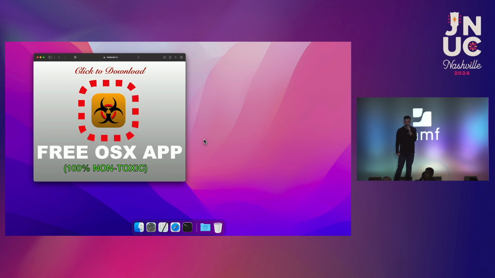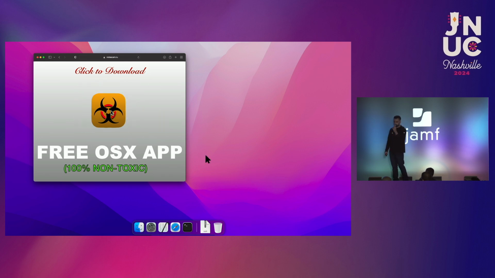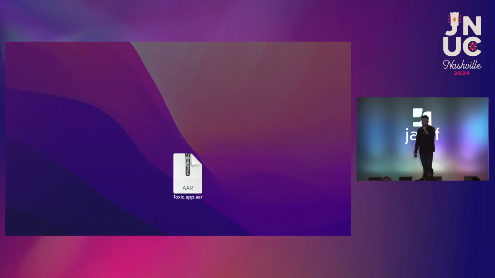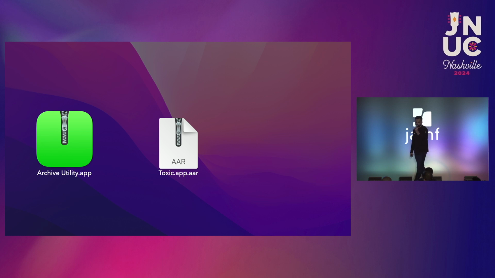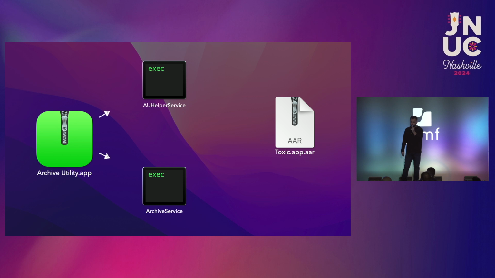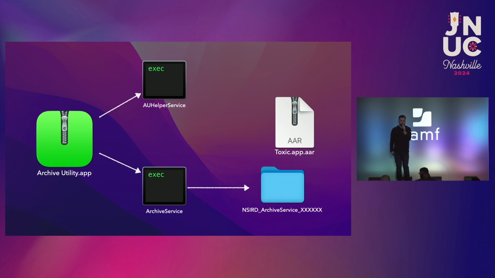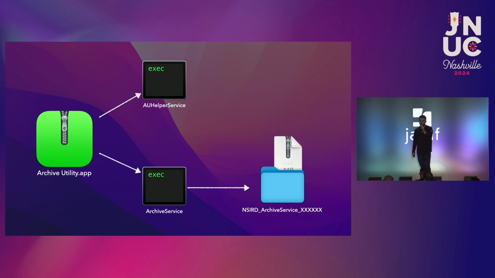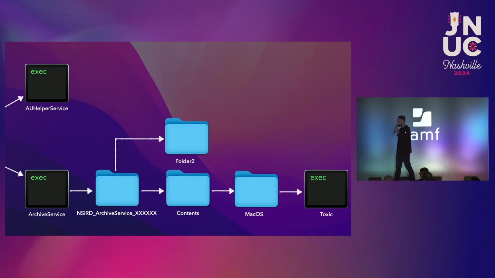So let's break down what's going on behind the scenes. The user downloads this archive from the internet, and Archive Utility is going to be the one that spawns AU helper service as well as archive service. Archive service is responsible for creating that temporary directory. It begins to unarchive everything into that temporary directory. Archive service will apply the quarantine attributes to all of the extracted items in that temporary directory.